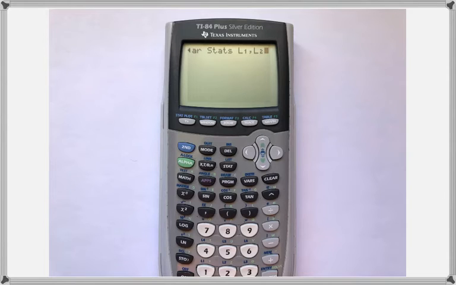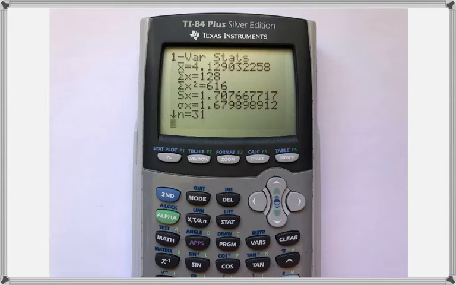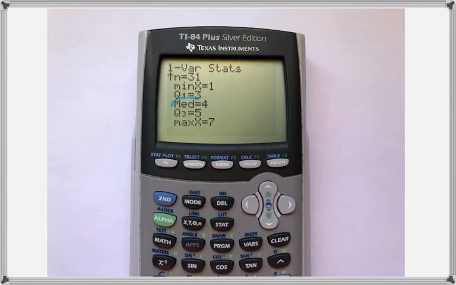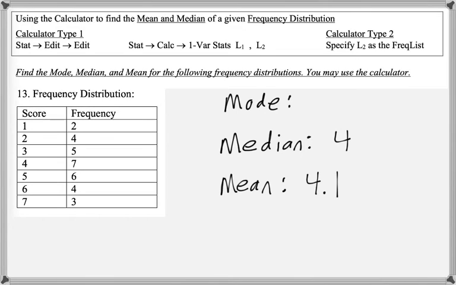and then on my calculator I'm typing L1, L2. And these are my 1-bar stats. So the mean is 4.1. Scroll down, the median is 4. So I've recorded the median of 4 and the mean of 4.1.